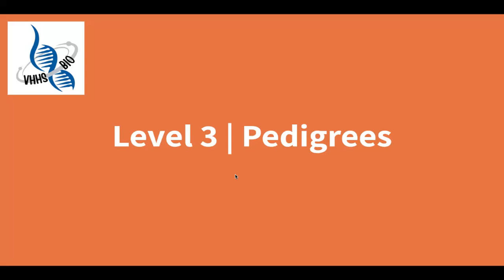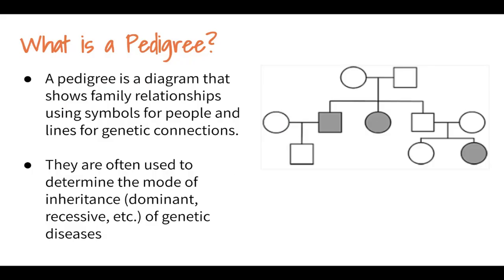Hello, biology students. We are going to continue talking about the patterns of inheritance with our level 3 tutorial video, which is going to focus on pedigrees today. If you've never heard of what a pedigree is before, simply think of it as a big family tree. It shows you the relationships within a family and how we follow a specific trait through the different generations.